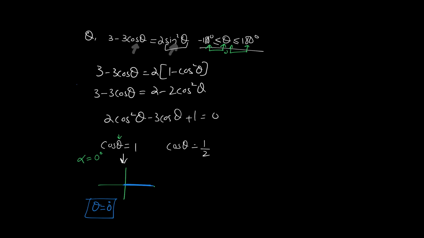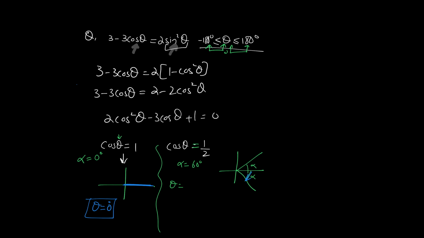Let's look at the second part, where cos theta is equal to half. So cos theta has a positive ratio. Let's find the basic angle from here. Alpha, cos inverse of half, is 60 degrees. So cos theta is positive in the first and the fourth quadrant. So for the first angle, let's look at the negative angles first.